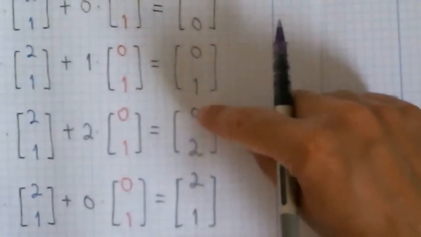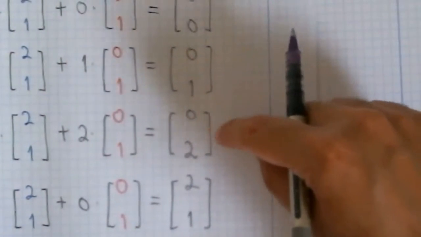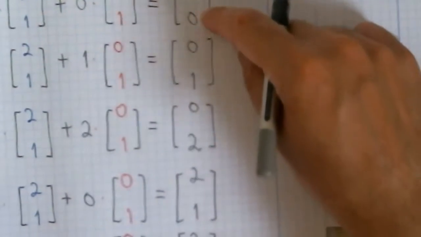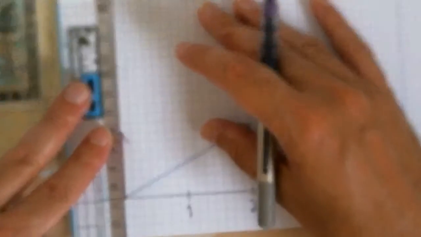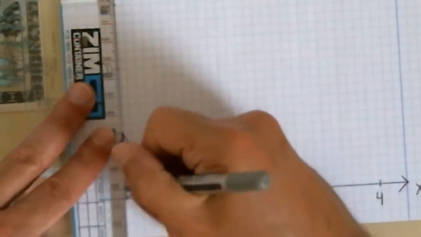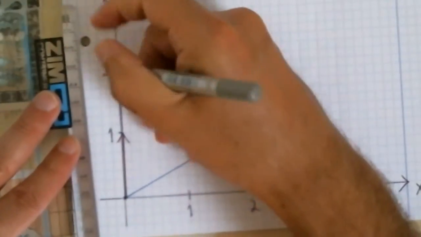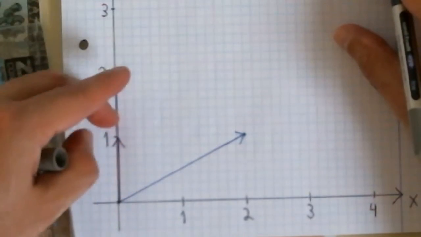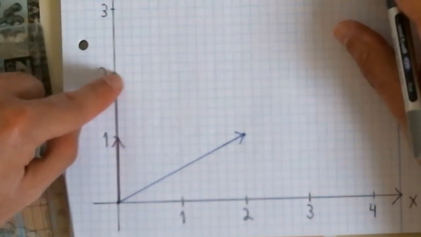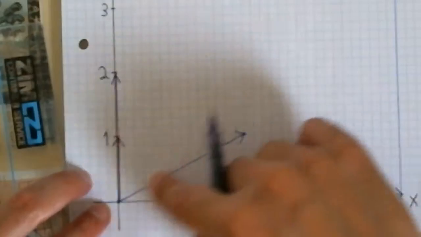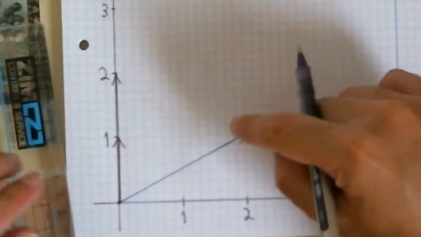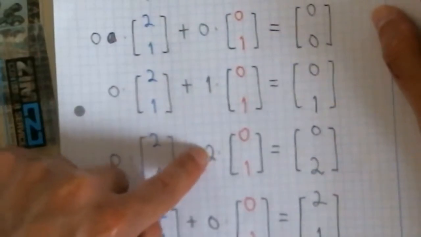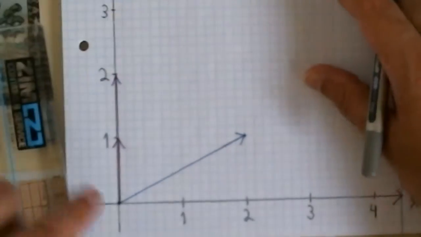Now 0 and 2, so it's 0 to the right or left and 2 upwards. So it's 2 in the positive y direction, from 0, 1, 2. Okay, so it's this one, because we are not adding the blue vector at all. Remember, it was 0 times the blue vector and 2 times the red vector. So this is what we get.